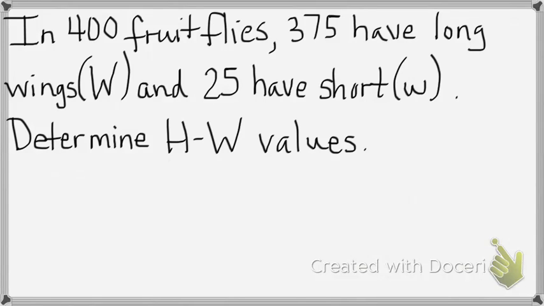Okay, I'm going to do this one in lecture downstairs, because we are out of time. But you can go ahead and take a look at it if you want to start working on it. That's what I want to put on the board when we go downstairs. 400 fruit flies. 375 have long wings, 25 have short. We're going to do Hardy-Weinberg on it. Okay, hold on.